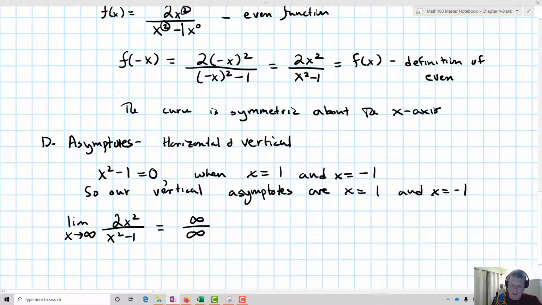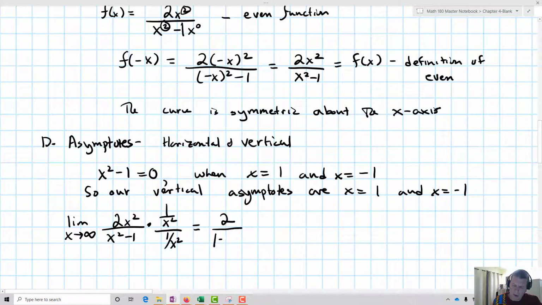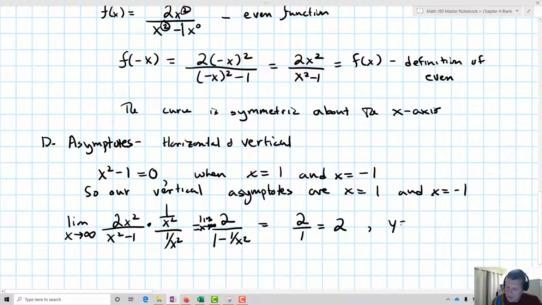But rather than using L'Hopital's in this case, what we can do is multiply by 1 over x squared to the top and bottom, just utilizing some of those limit properties that we had from chapter 2. So this ends up giving me 2 over 1 minus 1 over x squared, as x approaches infinity. Well, this is going to just equal 2 over 1, which equals 2. So the end behavior for the limit as x approaches infinity is y equals 2. So that's one of our horizontal asymptotes.